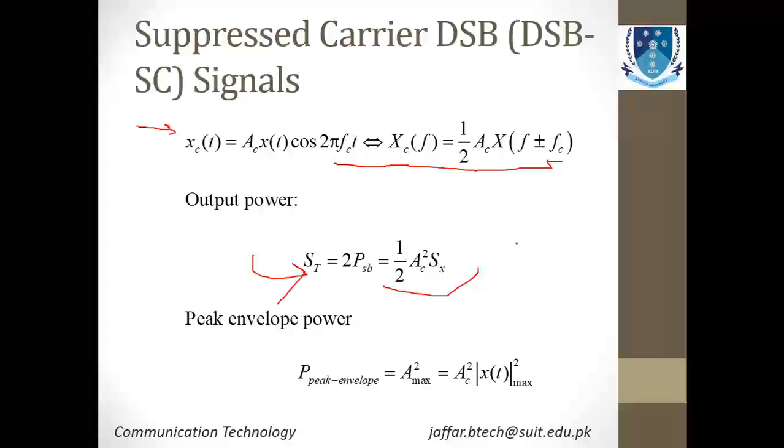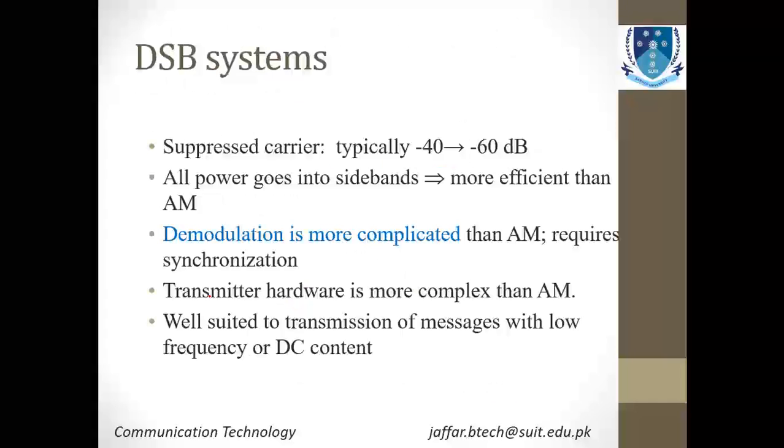Initially it was 1 by 4, now it is 1 by 2, and the total power becomes Ac square into x of t whole square. Now coming towards the specifications of this double sideband. In a carrier suppressed system, mostly the power is reduced, as I've told you, because most of the power is lost in the transferring of the carrier.